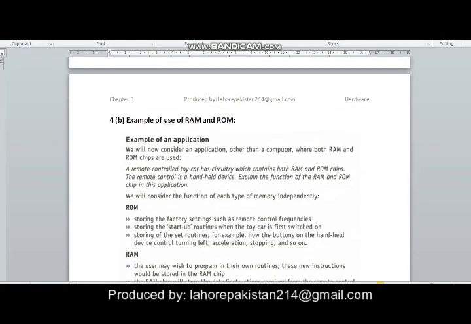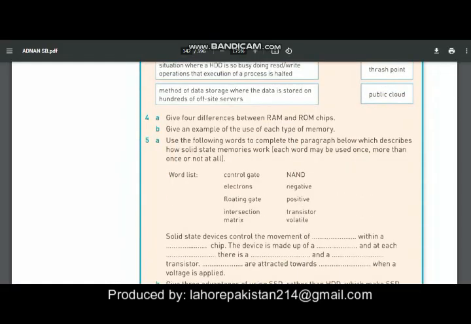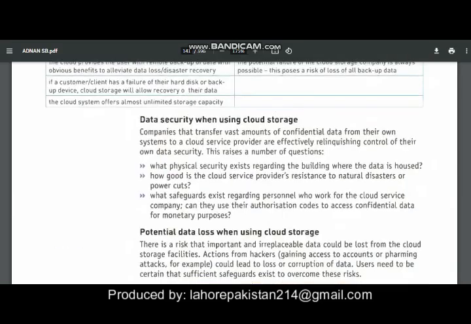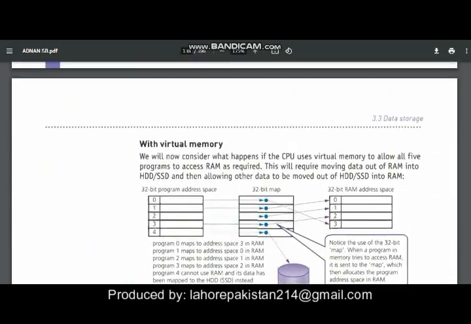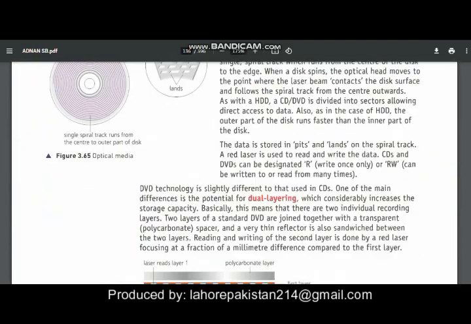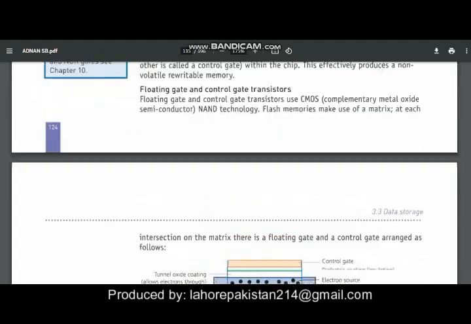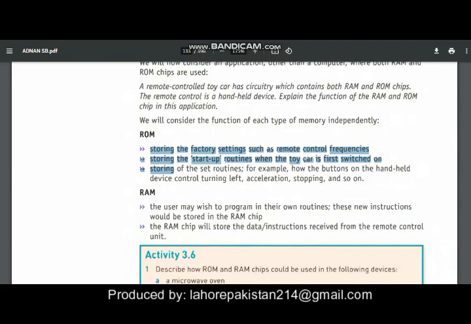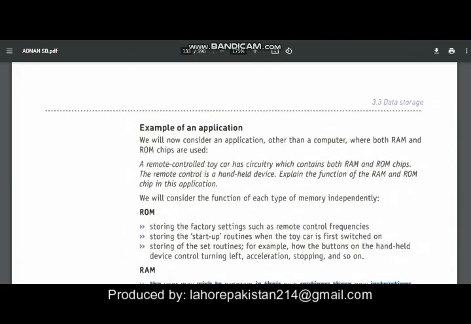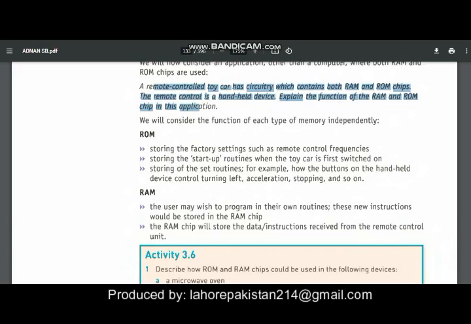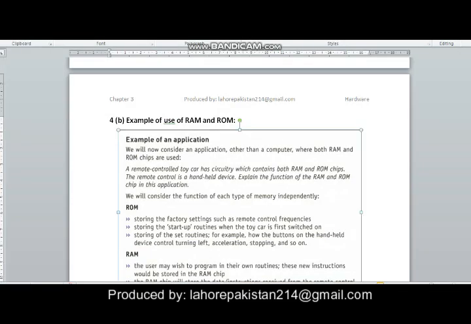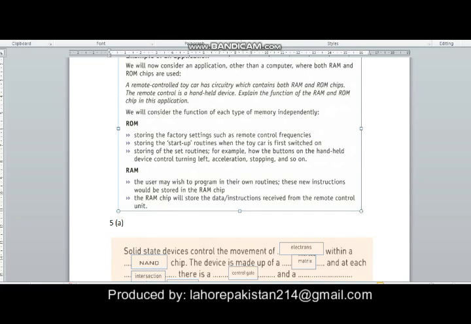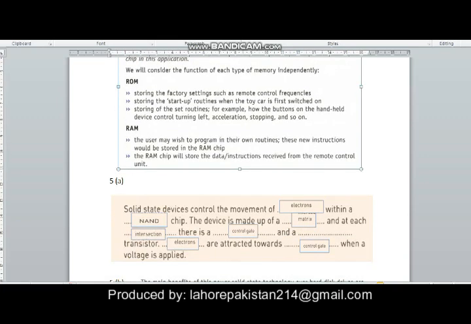Then comes question number 4b. In 4b, you have been asked to give one example of use of RAM and ROM. You could give different examples, but I have picked the same example of the microwave oven, in which you have been explained the working of RAM and ROM for the same device. So I have picked the same answer from here. The working of the 3 features of ROM, the 3 features of RAM, and the same remote control toy car. I have given the same answer as the answer to this question, that a remote control toy car has both RAM and ROM.